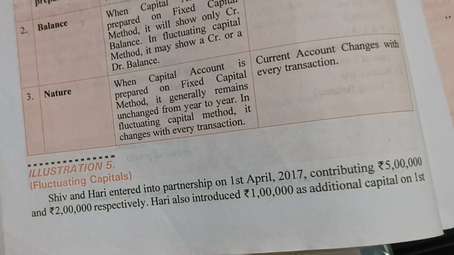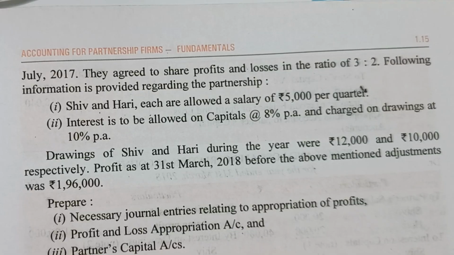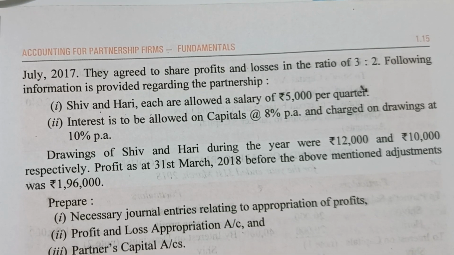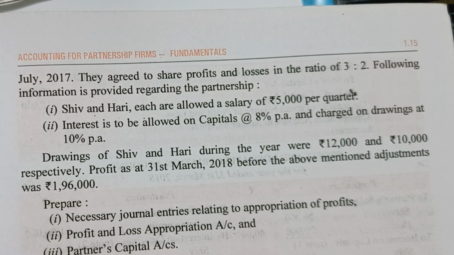Hari also introduced 1 lakh as additional capital on 1st July 2017. They agreed to share profits and losses in the ratio of 3:2. Following information is provided regarding the partnership. Shiv and Hari each are allowed a salary of 5,000 per quarter. Here, quarter means yearly 4 times. They have paid a salary.